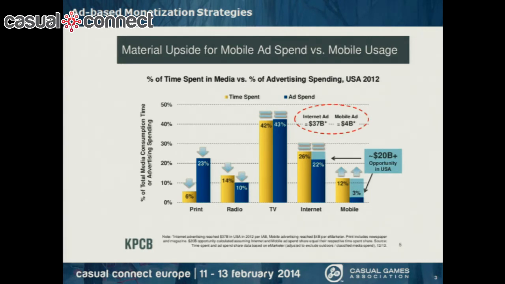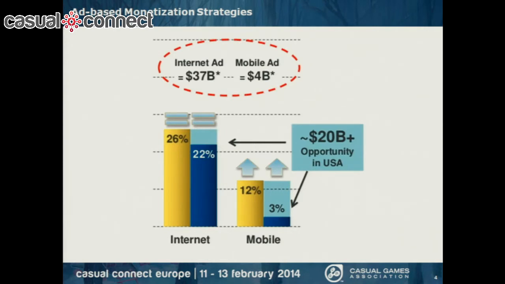If you see here on the left-hand side, print, 6% of our time, and this is US only, 6% of our time is spent actually holding a physical newspaper or magazine, yet 23% of ad dollars in the US in 2012 was spent in print. As you go down the list, you can see radio and TV are pretty equitable, but when you take a look at both the internet and mobile, internet still has a little catching up to do, but take a look at mobile. 3% of advertising dollars in 2012 were spent through the mobile channel.